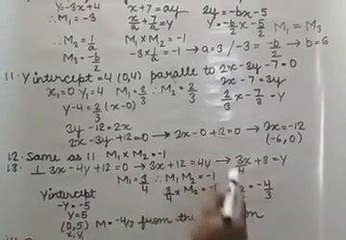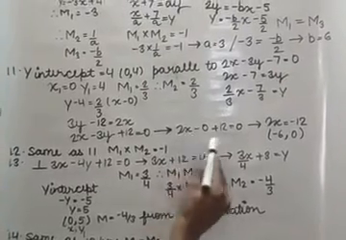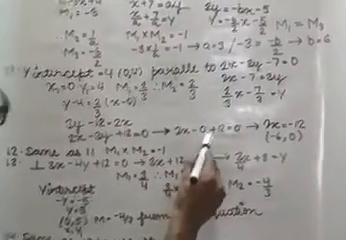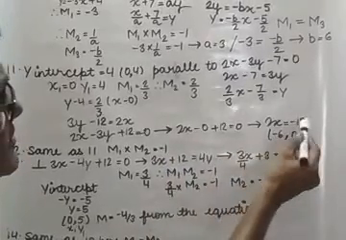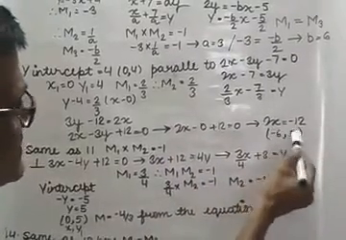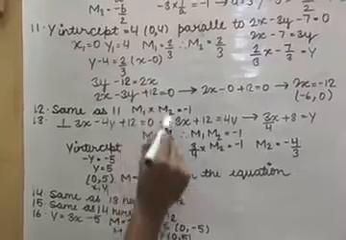And then you have to find the x-intercept. For the x-intercept, you put the value of y as 0 here. 3 into 0 is 0, so 2x is equal to -12. So x is equal to -12/2, that is -6, so the point is (-6, 0). Question number 12 is the same as 11. Here m1 times m2 is equal to -1. You have to keep this in mind.